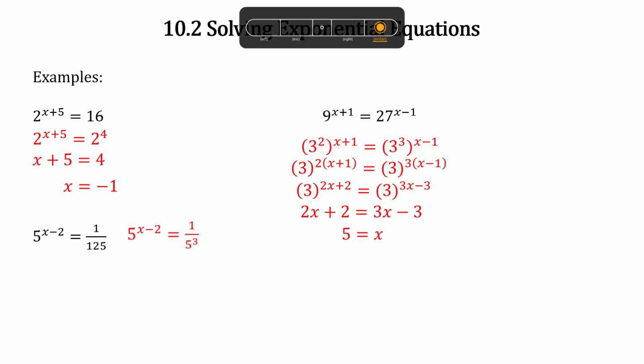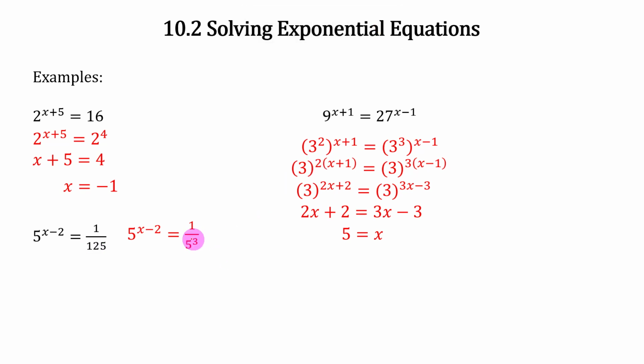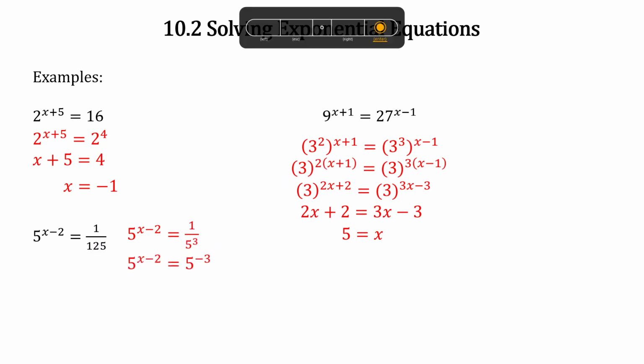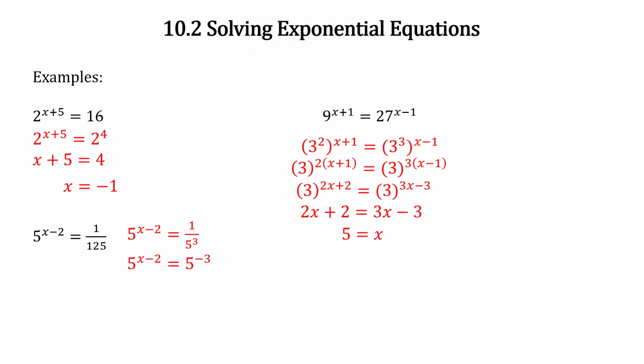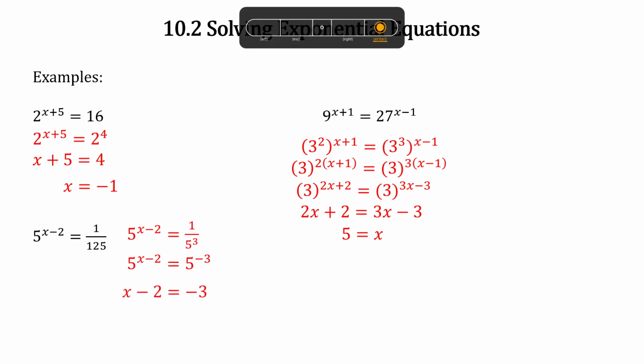Here's the one we're going to want to do our negative exponent. 125 is 5 to the 3rd, but I can't deal with it down there. So I'm going to make 1 over 5 to the 3rd into 5 to the negative 3 power. So now x minus 2 has to equal negative 3. I'm going to add 2 and get negative 1.